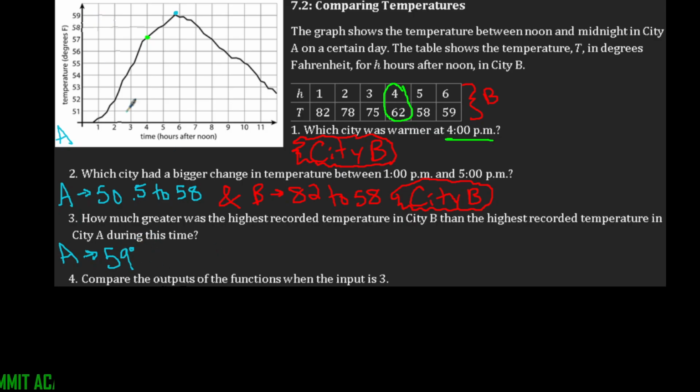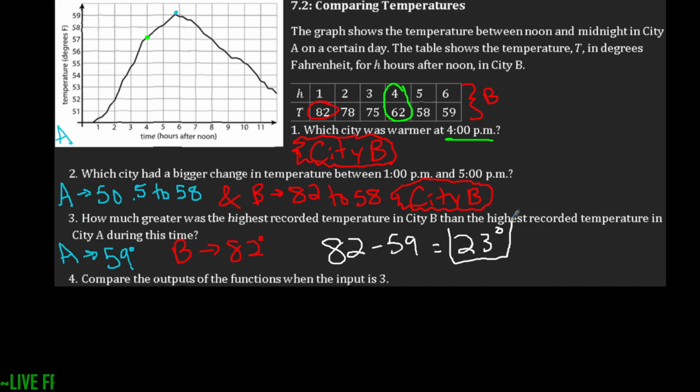59 degrees. And city B, again, compare these numbers. We're going to say 82 is actually going to be the highest. So city B is going to be 82 degrees. And so what's the difference between these two? Well, we can take 82 minus 59 to get 23 degrees. So that's going to be the difference between the highest for each city.